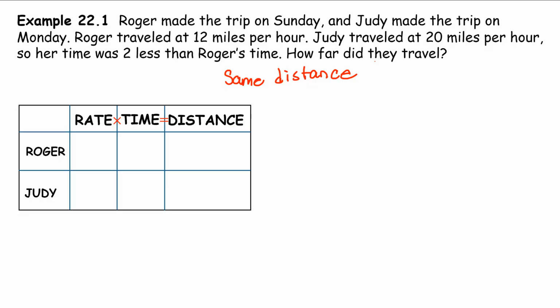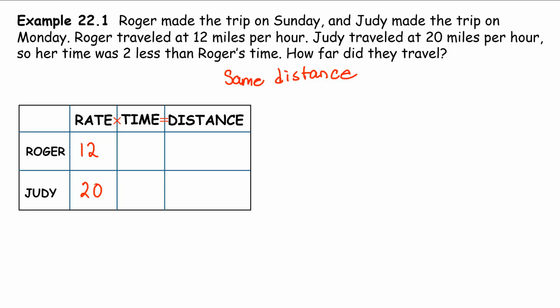So now we're just going to fill in whatever information the problem gives us into this chart where we have each person's rate, time, and distance, and we're remembering that rate times time equals distance. So Roger made the trip on Sunday. It doesn't matter what day it was. Judy made the trip on Monday. Still doesn't matter. Roger traveled at 12 miles per hour. That is Roger's rate, so we can put that in the table. Judy traveled at 20 miles per hour, so we can put that in for Judy's rate.